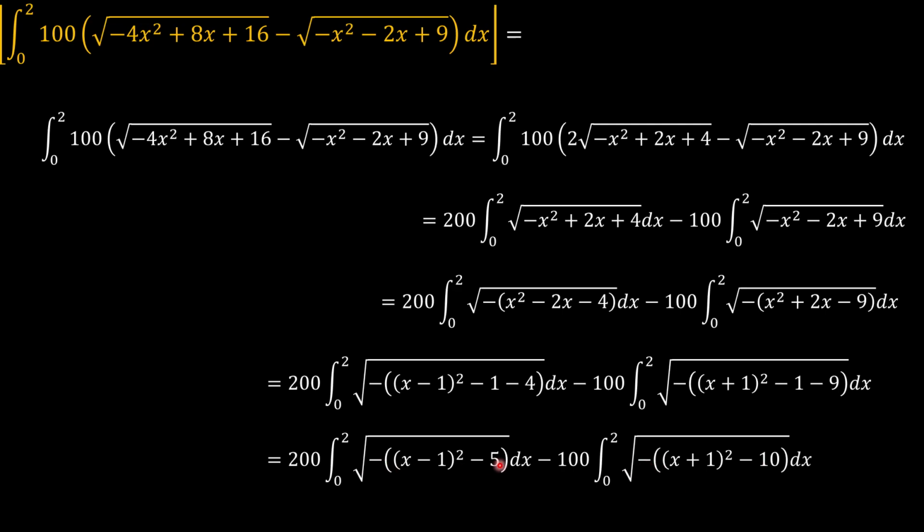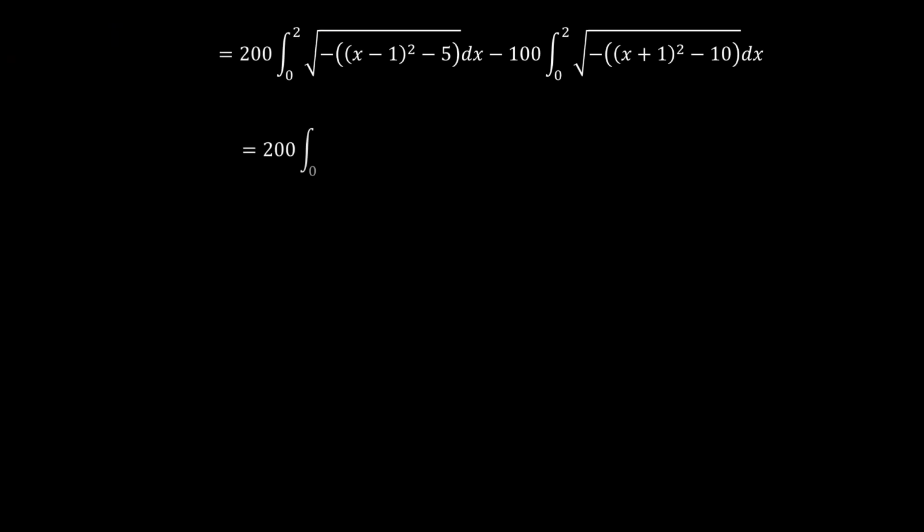So then I could allow the negative sign to propagate inwards, so that we now have the integral from x equals 0 to 2 of the square root of 5 minus x minus 1 squared. And then here we have the square root of 10 minus x plus 1 squared. So I could do a trigonometric substitution.